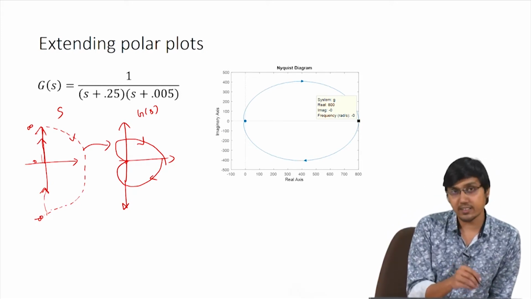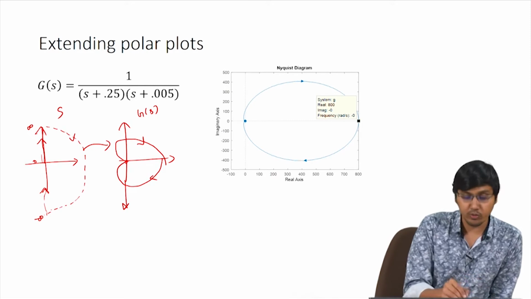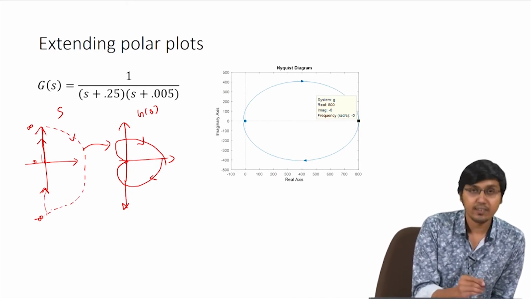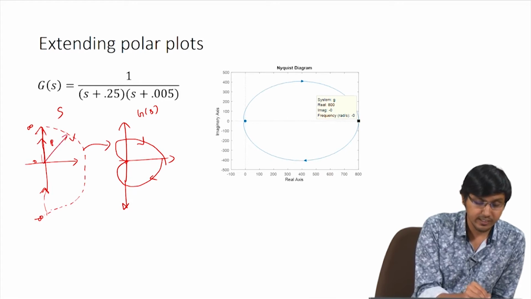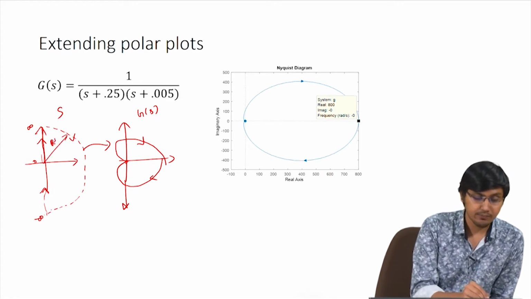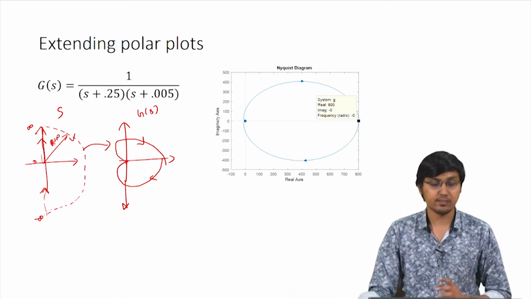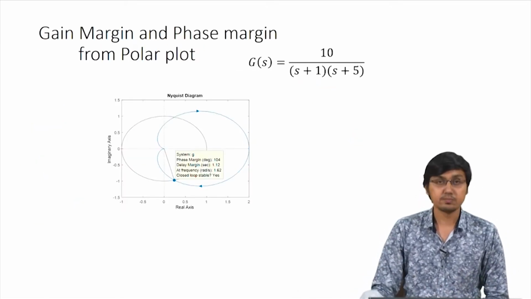That is something you have to take care of. If you are really curious to know exactly how this became the mirror image, you can just substitute and see. It's not a very tedious calculation. You take an infinite radius in the S plane, and when you do that, it boils down to a point or something. So that's what you will get.